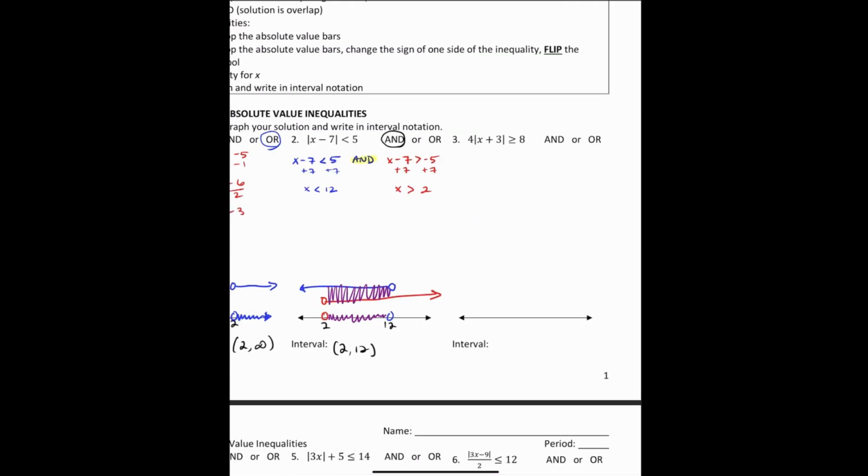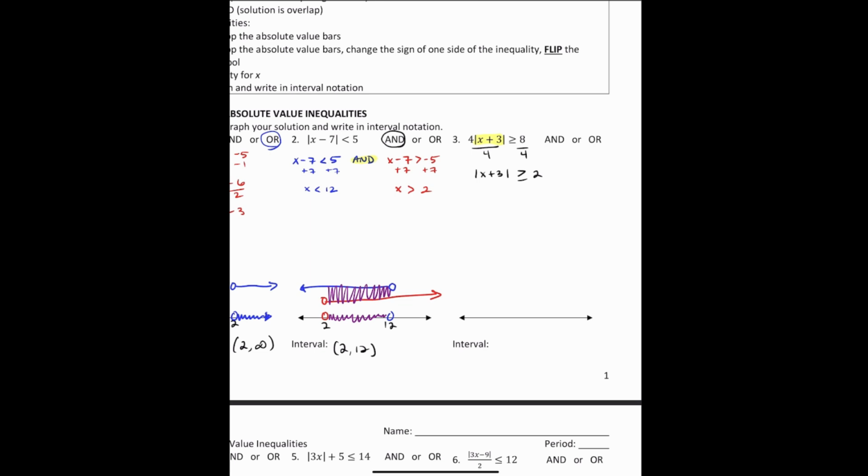Number 3, we have 4 times the absolute value of x plus 3 is greater than or equal to 8. Notice that the absolute value expression is not on its own. It's being multiplied by 4. So to get rid of that 4, we need to divide both sides by 4. And we get the absolute value of x plus 3 is greater than or equal to 2.